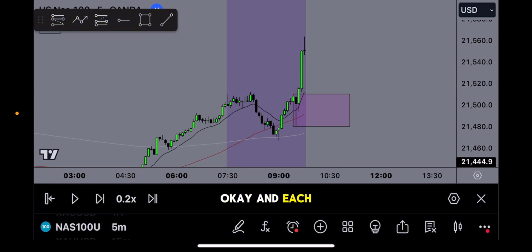Okay, and each session, there's a key right here. Each session, you're only going to find one or two high probability trade opportunities to make money off from.